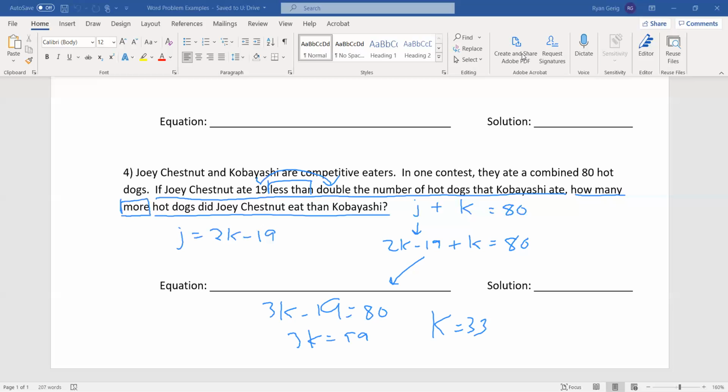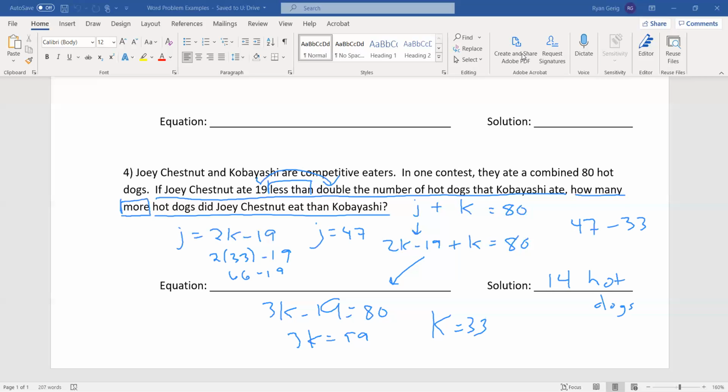Okay, so if Kobayashi ate 33, how many did Joey Chestnut eat? There's a couple ways you could do this. You could just do 80 minus 33 to get Joey's, or you could do 2 times 33 minus 19. So that's 66 minus 19, which is 47. So Joey ate 47 hot dogs. Now let's answer the question. How many more hot dogs did Joey Chestnut eat? Well, if Joey ate 47 and Kobayashi ate 33, subtract them to figure out how many more he ate. He ate 14 more hot dogs.